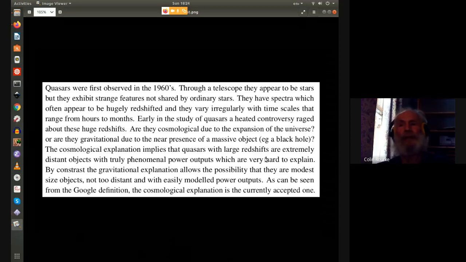Early in the study of quasars, a huge heated controversy raged about the redshifts. Are they cosmological, due to the expansion of the universe, or are they gravitational, due to the near presence of a massive object, e.g. a black hole?